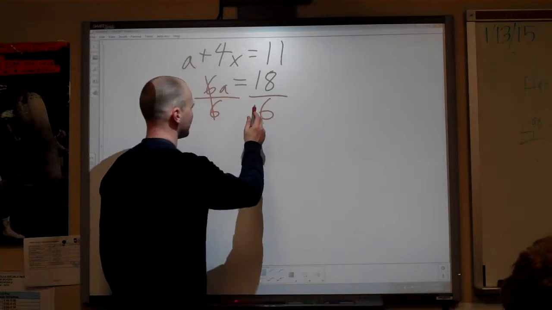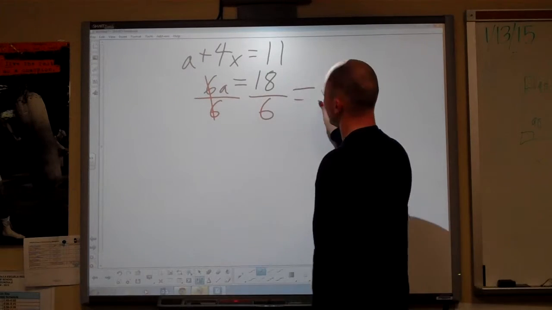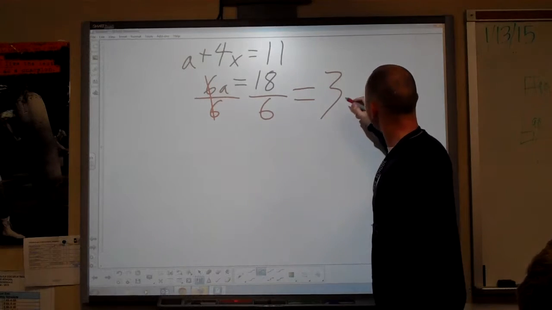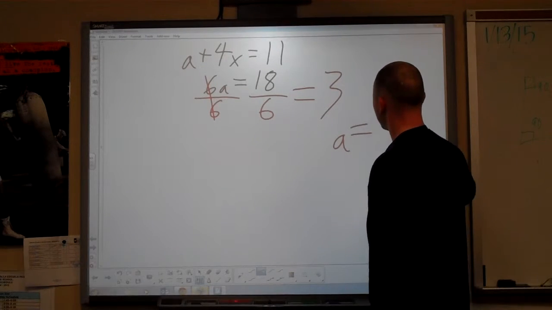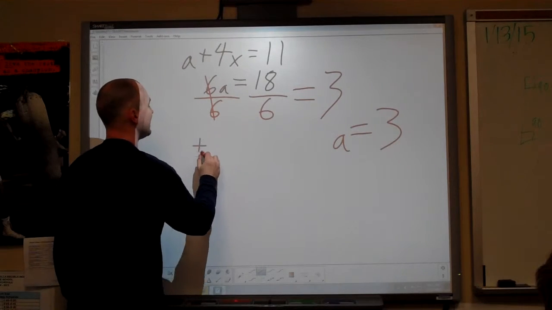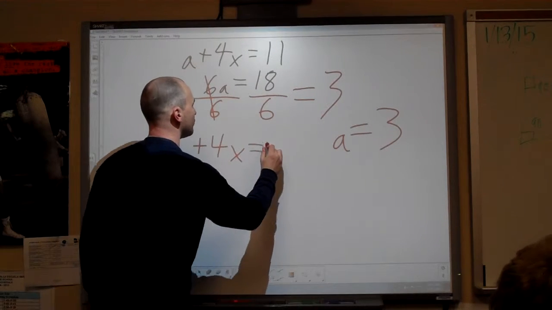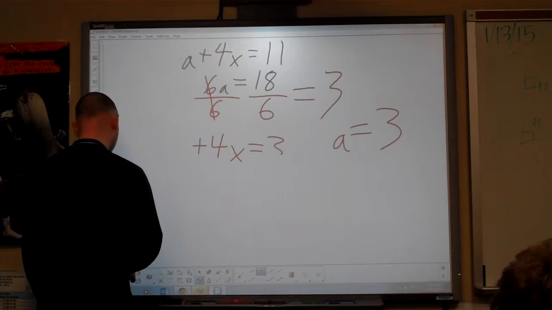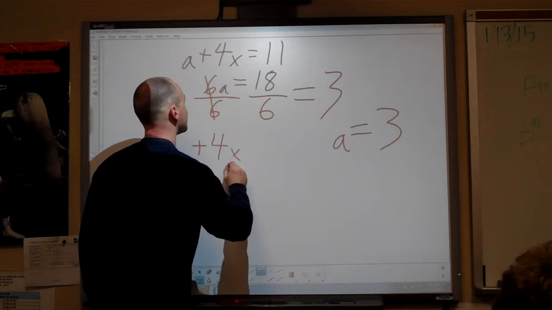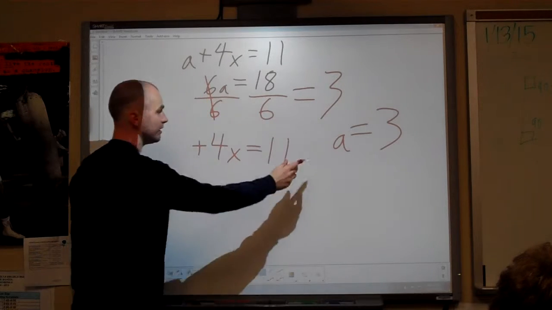So I get a equals 18 divided by 6. 18 divided by 6 is 3. Great, so I'm halfway done. a equals 3. Now I'm going to go back to my original problem, and I'm going to rewrite it. Instead of a, I'm going to substitute what a equals. In this case, a equals 3, so I'm going to substitute 3 for a.